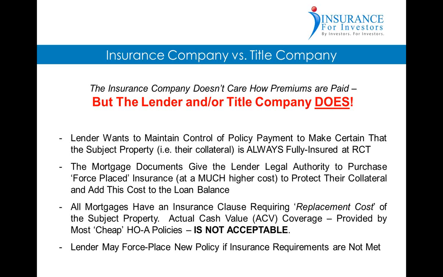HOA policies are the worst type of policy that can be purchased for home or dwelling coverage, but they are very cheap. The reason they are very cheap is because they cover virtually nothing. It's actual cash value on the property and on the roof and any claim that occurs. Actual cash value is defined as replacement cost minus depreciation. That's not acceptable. That gives the lender the right to force place insurance.